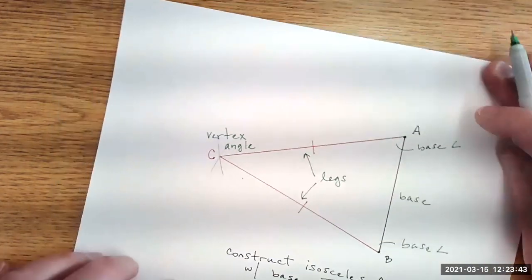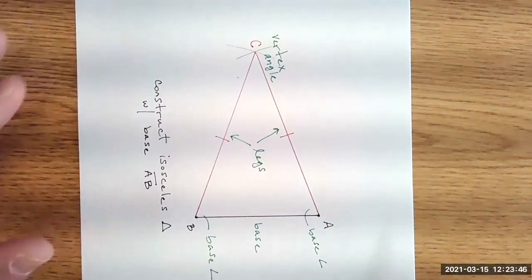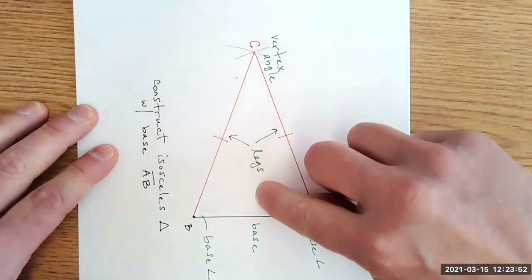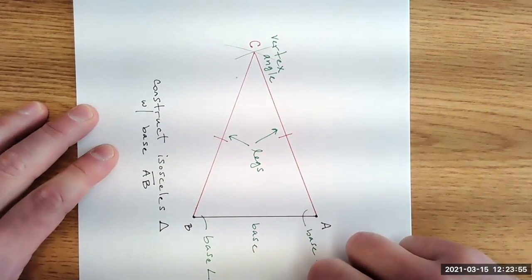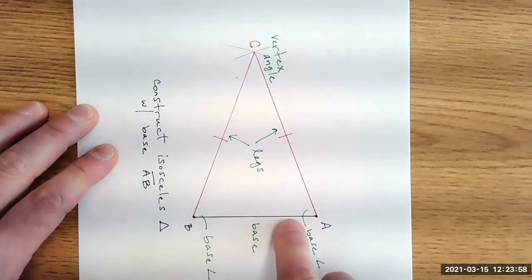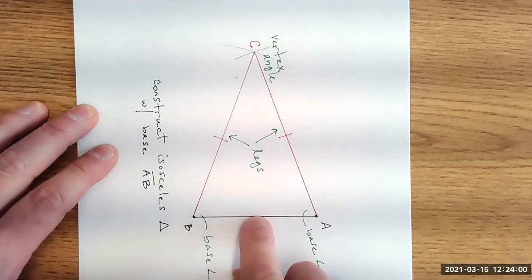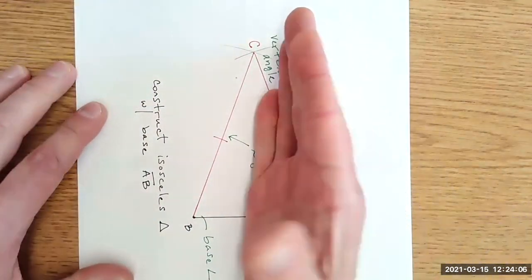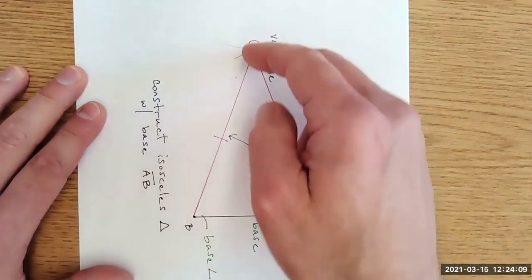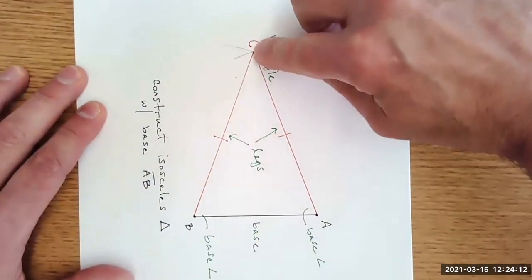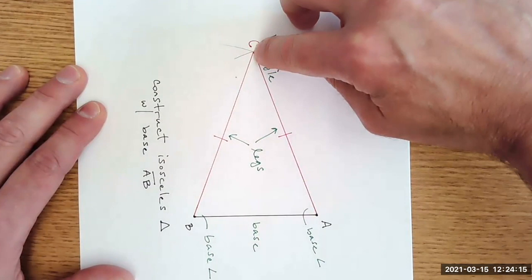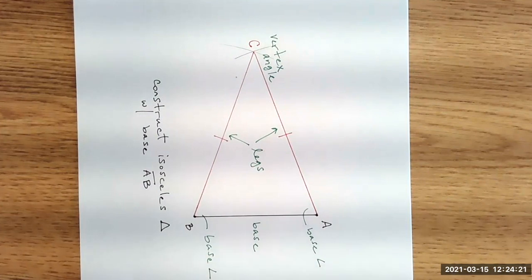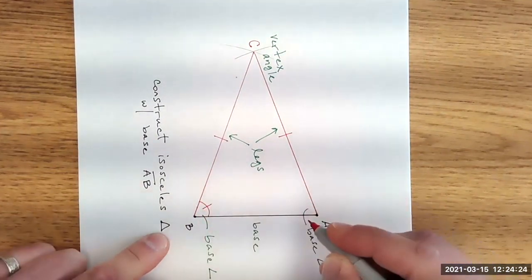Now, the conjectures. If I were to construct the perpendicular bisector of the base, then I would bisect the base. I would have a 90-degree angle at the base and the altitude, and I could fold this triangle over onto itself. I would cut it in half on the median. The median is the line from the midpoint to the vertex on the opposite side. That would be a proof that these two angles are congruent.